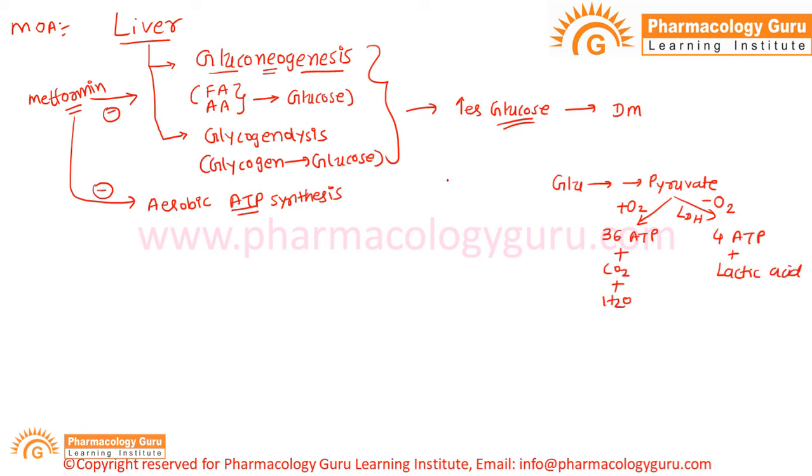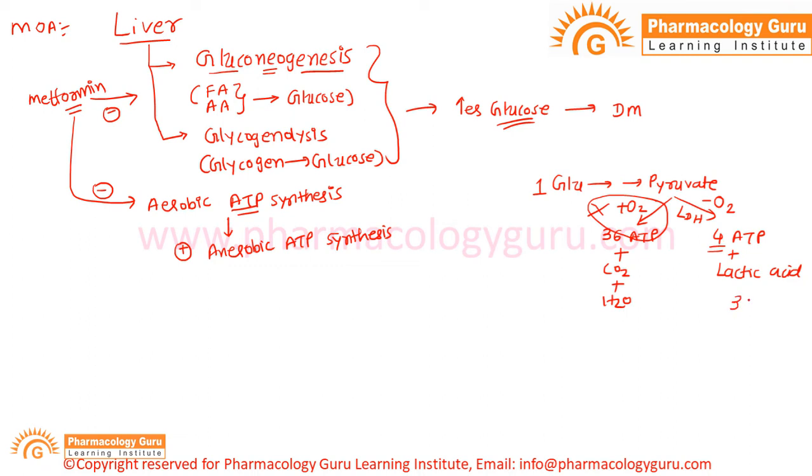So what happens? Metformin is the drug which is inhibiting this pathway. Metformin will block this aerobic ATP synthesis. So the pyruvate has to compulsorily enter into the anaerobic pathway. So indirectly, it stimulates anaerobic ATP synthesis. And because of that only 4 ATPs are produced from one glucose molecule.